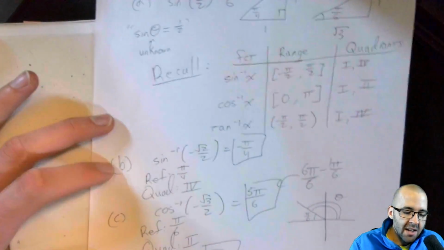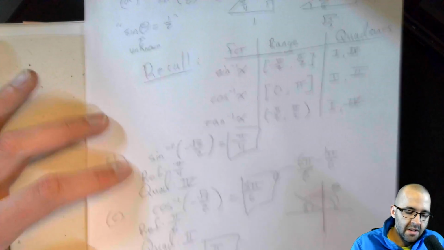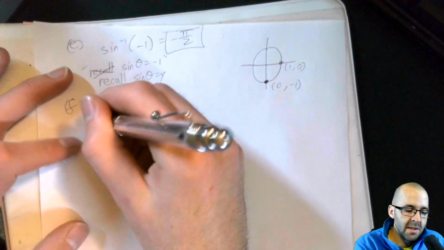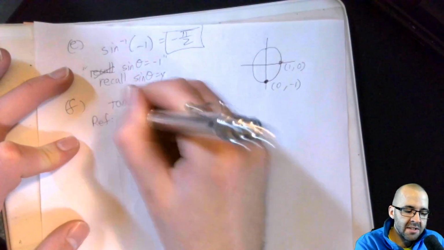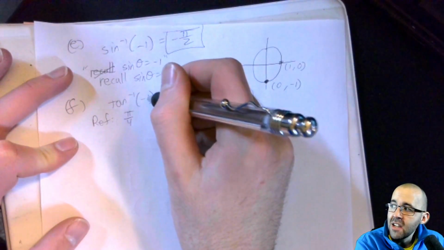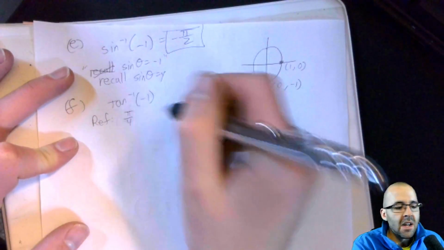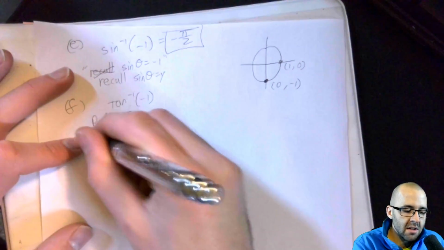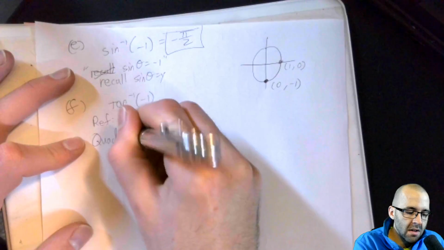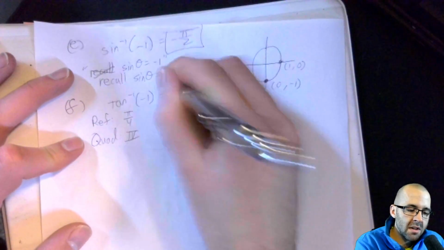Remember, for tangent of positive 1, we said the reference angle was pi over 4 and the quadrant was 1. Well, this is going to be very similar. Just like before, our reference angle is still going to be pi over 4. But now to get a negative ratio, we can't be in the first quadrant anymore. That would be positive. So we're going to go to the fourth quadrant, and our answer is negative pi over 4.